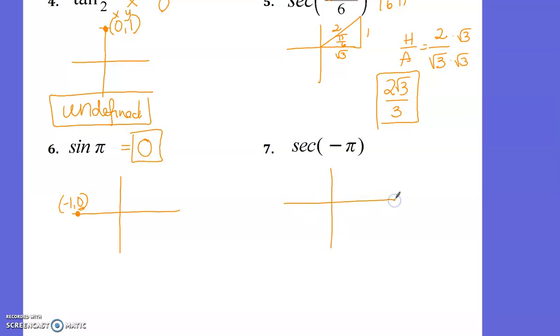Secant of negative pi. Well, negative pi, we land in the same spot. Secant is the reciprocal of cosine, and cosine is all about the x. So this is going to be the hypotenuse over x. The hypotenuse is always 1, and here our x is -1. So 1 divided by -1 is -1. Okay, and that's it for this lesson.